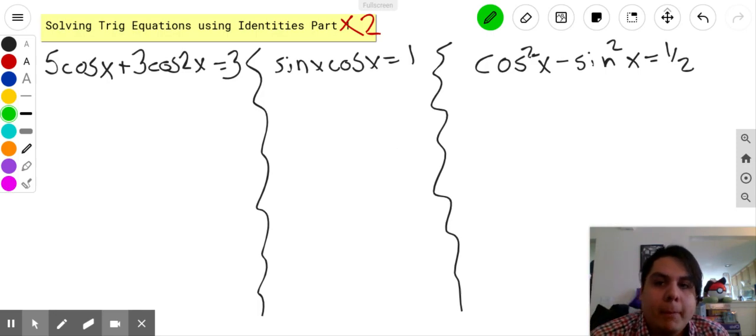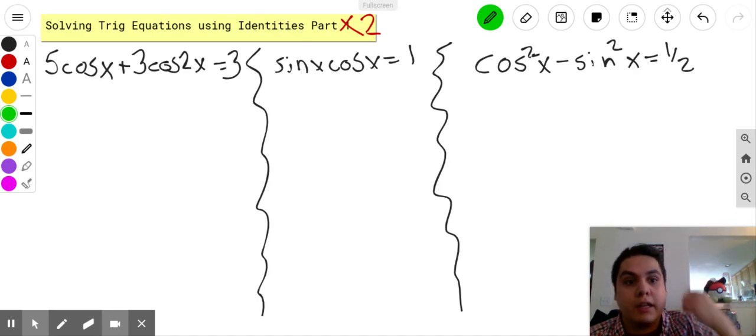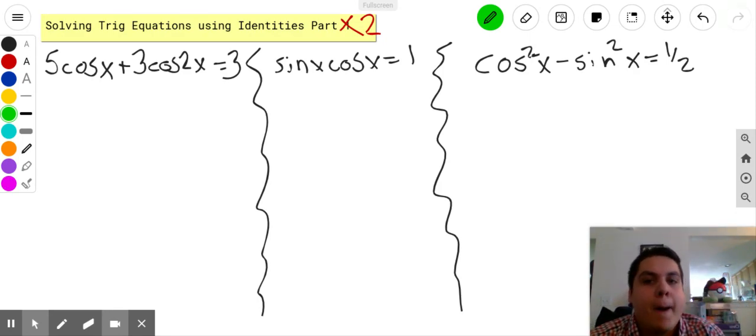All right. So we're working with solving trig equations using identities part 2. Yesterday we worked primarily with Pythagorean identities, reciprocal identities, and a few quotients, depending on how you view the cotangent and the tangent. Today we're going to work specifically with double angle identities. We have 3 different examples to show you how they work.